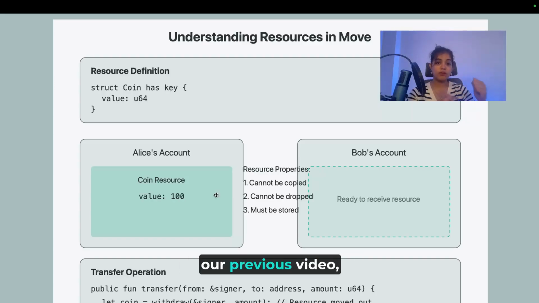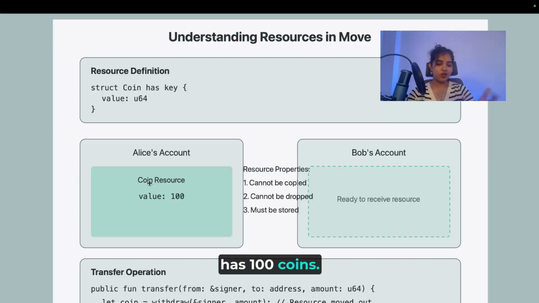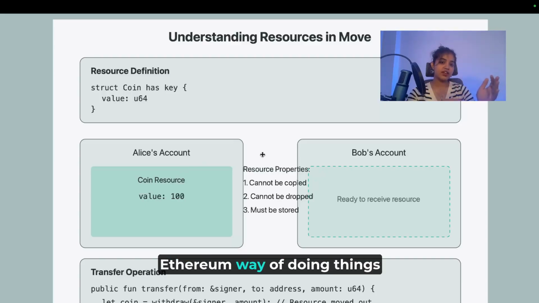Also referencing back to our previous video, I discussed that in Move language, in the global state, the resources and the modules are stored under the accounts. So if you see over here, the resources are actually stored under Alice's account. So Alice's account has a coin resource having a value of 100, meaning that Alice has 100 coins. Now if Alice wants to transfer these coins, then this entire resource will actually get transferred to Bob's account. It is quite different than the Ethereum way of doing things, where we will just be updating the balance across both the accounts. And here is a reference code that we can take a look at for the transfer operation.